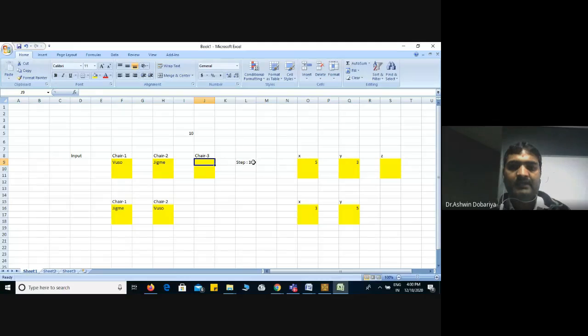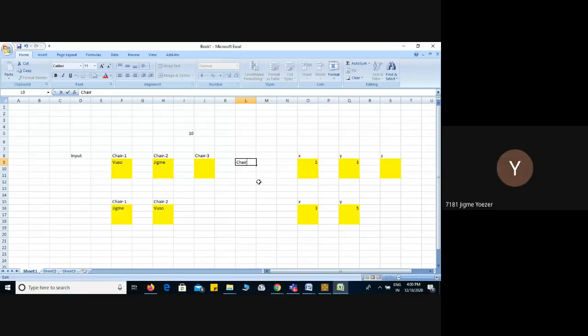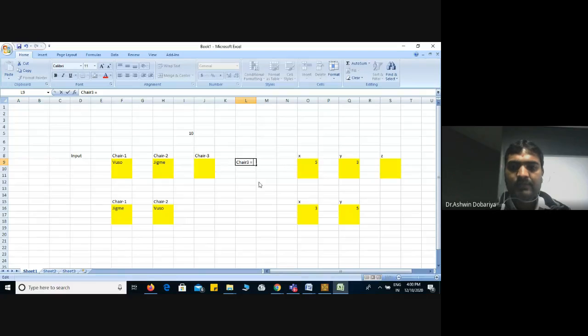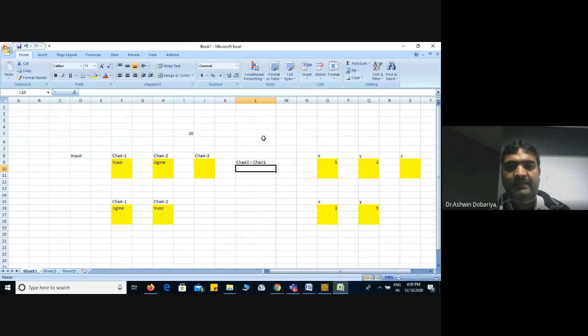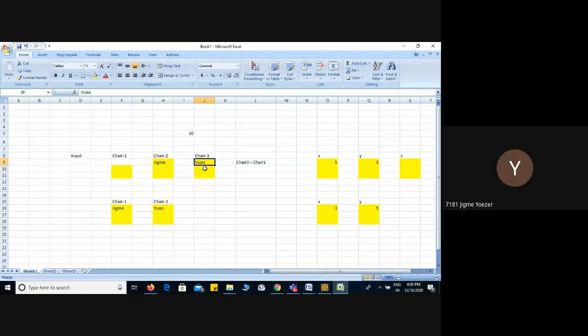So can I write it like this? Chair 3 is equal to chair 1. Can I write like this? The value of chair 1 will sit into chair 3. Hello? Is this clear, friends? All of you? Yes, sir.